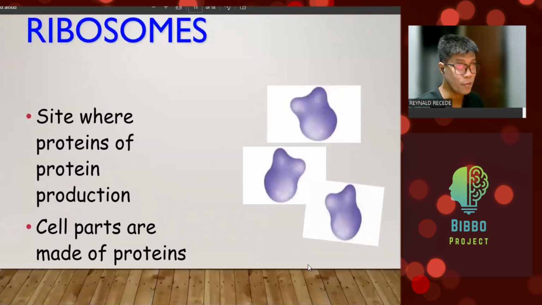Sinama rito yung ribosomes, but once again, this is not an organelle. Bakit? Kasi hindi siya composed of a double membrane system. But it is very important. Why? Because it is the site of protein synthesis or protein production. And this protein is very important to us. Why? Because basically, the cells in us are made up of proteins. And important proteins are the enzymes. Enzymes are proteins as well.